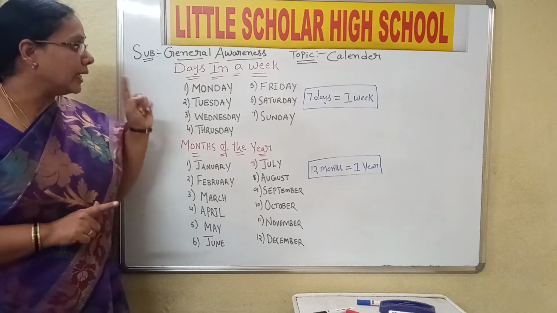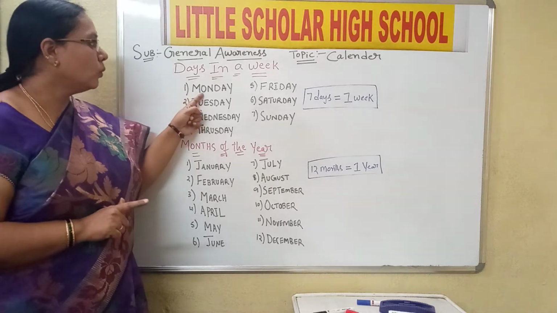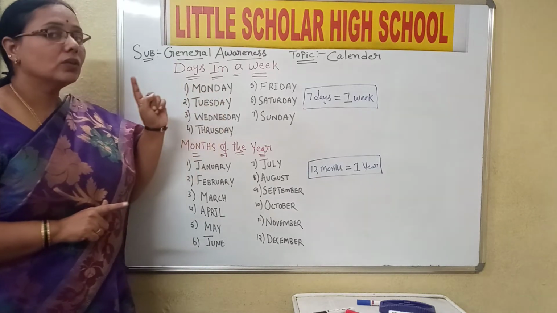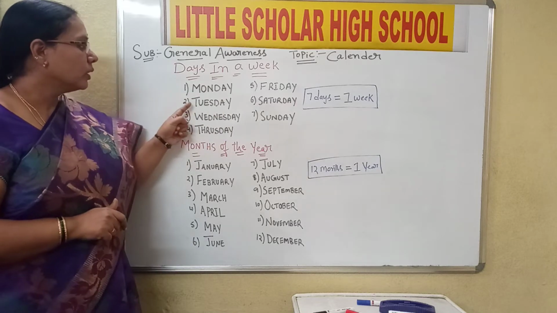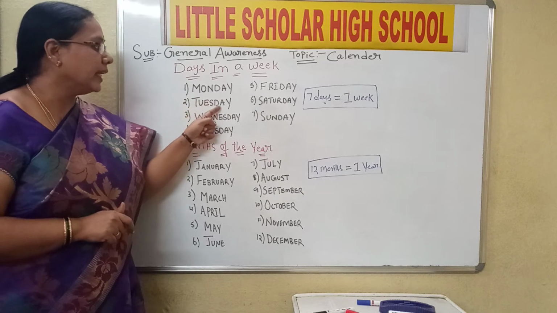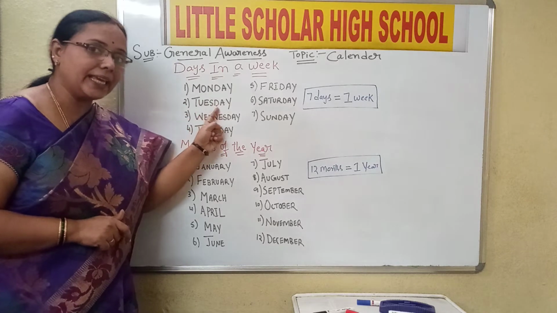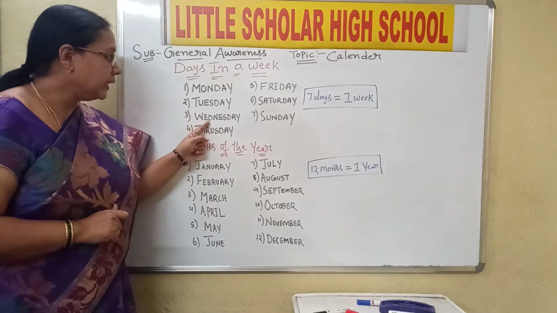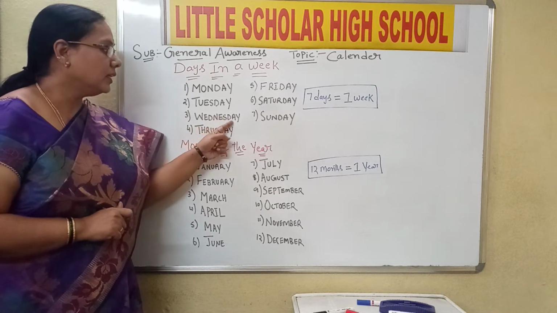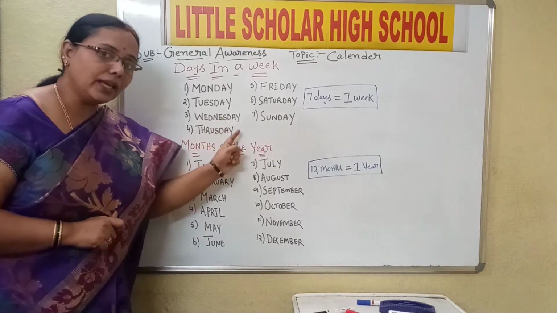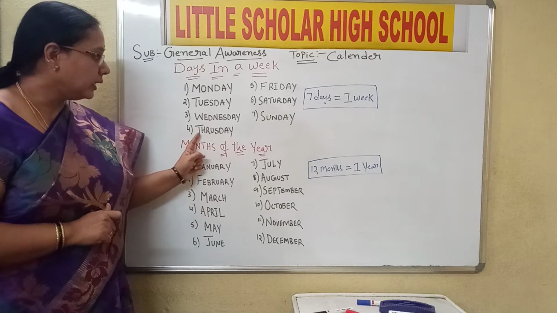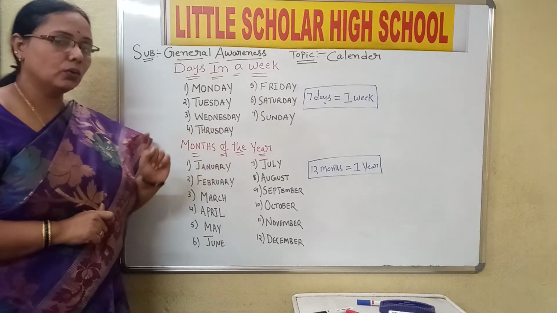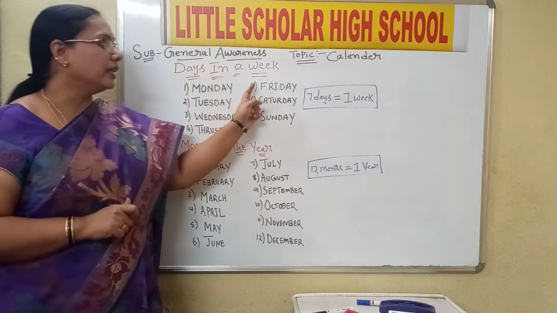So what is the spelling of Monday, children? M-O-N-D-A-Y, Monday. What is the spelling of Tuesday? T-U-E-S-D-A-Y, Tuesday. Then what is the spelling of Wednesday? W-E-D-N-E-S-D-A-Y, Wednesday. Then Thursday, T-H-R-U-S-D-A-Y, Thursday.